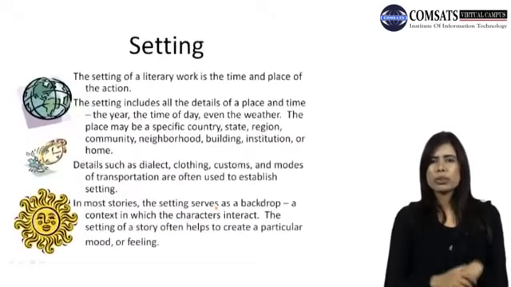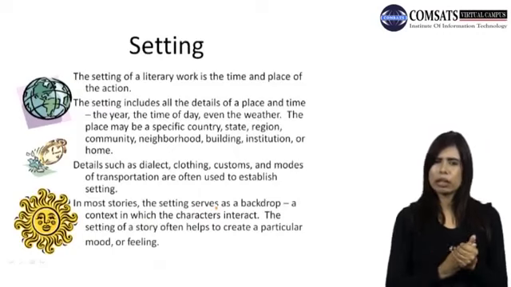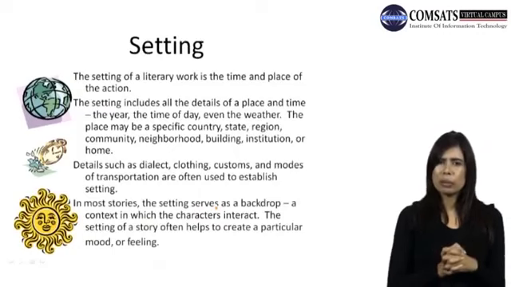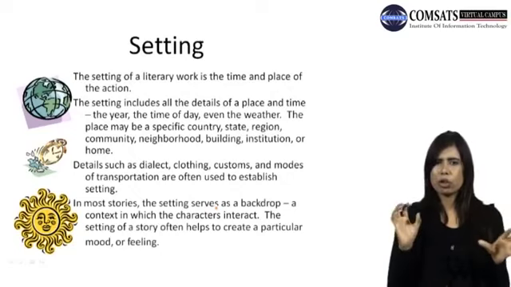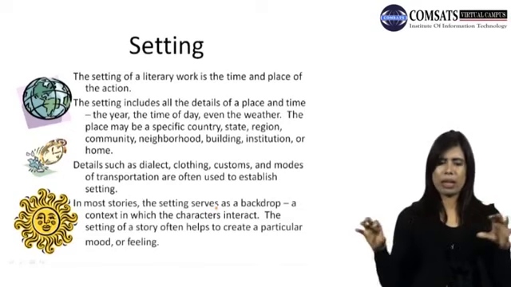Setting. So my dear students, so far I guess you are learning the things, and in future, studying literature would not be that difficult for you, because we are dealing with the basic terminologies which are relevant to English literature. The setting of a literary work is the time and the place of an action.